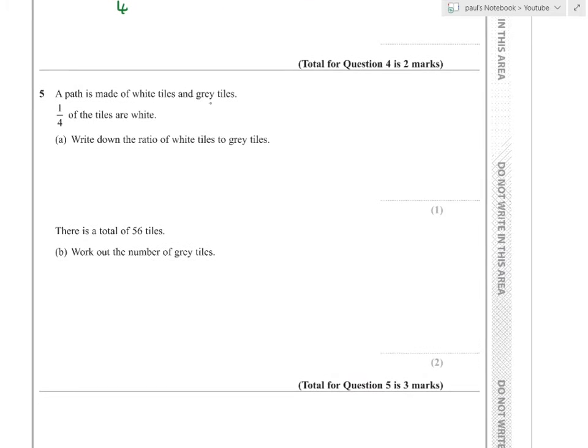A path is made of white tiles and grey tiles. A quarter of the tiles are white, so we've got white and grey, and a quarter, so there's 4 bits altogether. So we've got 1 bit is white and 3 bits are grey. 56 tiles in total, the number of grey. So 1 plus 3 equals 4. 56 divided by 4, which is 28, 14, I think. Let's have a look. 56 divided by 4 is 14, so 14 grey. Right.